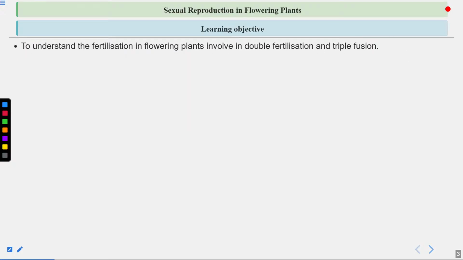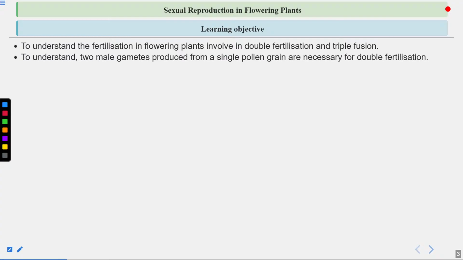So, this is the learning objective of today's session. What we are going to learn today is to understand the fertilization in flowering plants involving double fertilization and triple fusion. So, we will see how the double fertilization occurs in the flowering plants. Second, to understand the two male gametes produced from a single pollen grain and are necessary for the double fertilization. We will also see how the two male gametes are produced from the single pollen grain and how they are necessary for the double fertilization.